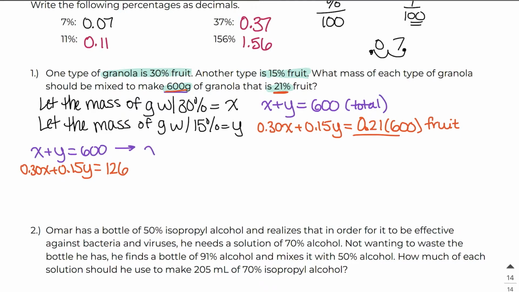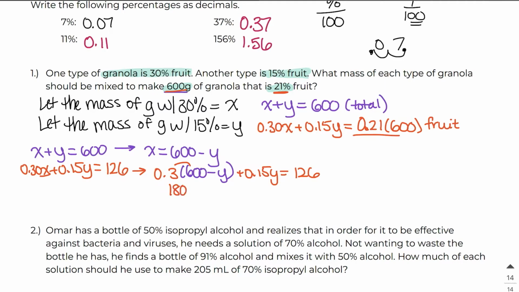I'll isolate the x. To get the x alone, I'm going to subtract the y, so I get x equals 600 minus y. Now, don't forget that that's going to go into the other equation. Here, instead of x, I'm going to replace this x with 600 minus y, and then add 0.15y, and that's going to equal 126. Now I can just go through and solve. 0.3 times 600 is 180, and then minus 0.3y plus 0.15y equals 126.